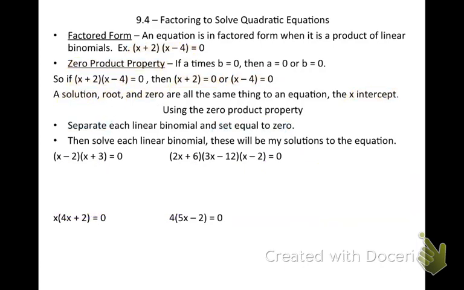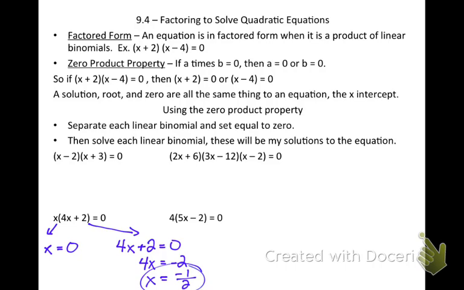With this next one, again I still have multiplication in between here. So again I have two things being multiplied by each other, so I can still separate them individually. I go x equals 0, and then 4x plus 2 equals 0. So here I've got 4x equals negative 2, and so x is equal to negative 1/2. That's my one solution, and this one is just x equals 0. So those are my two solutions, x is equal to 0 or x is equal to negative 1/2.